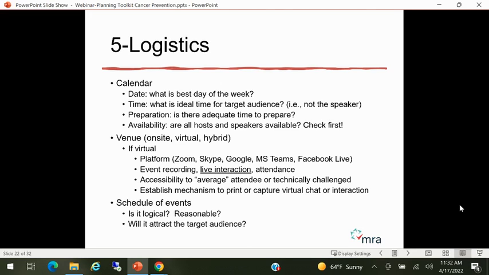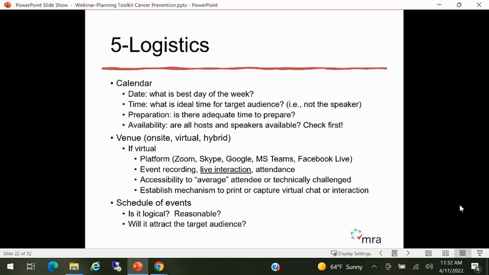And then what's the accessibility for the average attendee or those that are technically challenged? If the platform requires that your attendee get registered and then they have to go through a firewall and go through email or multifactor authentication, then you're going to be limited as to who can attend, and it's just going to increase their frustration and ultimately not present your organization in the best light.